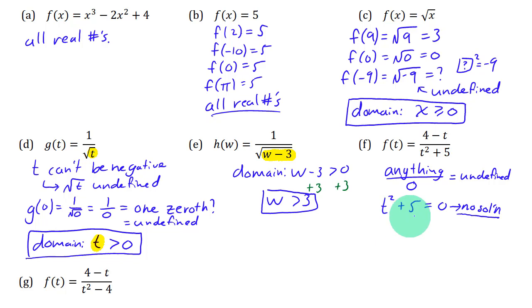Anyways, so t squared plus 5 equals 0 has no solution. So there's no way to make the denominator 0, which means that this is always going to be defined. So the domain is all real numbers.